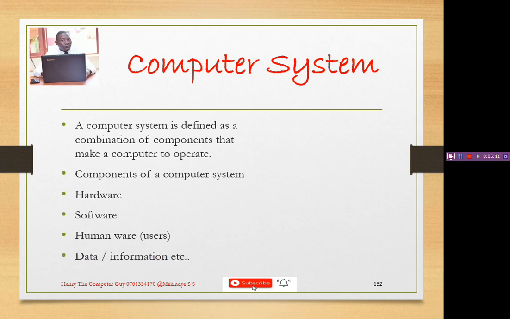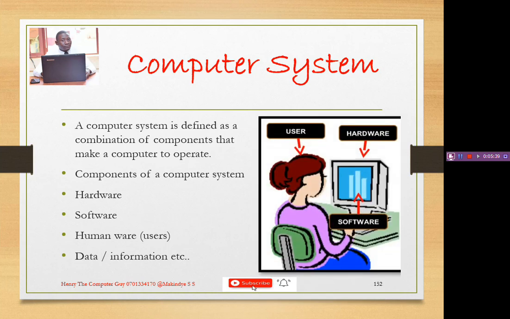Then we have what we call the data. Actually, we have the unprocessed data and the processed data, the one we always call the information. Other components are the procedures, the guidelines that we follow as we are using our system. They have not included it here. That makes up our computer system. Specifically, the major ones are the users, the hardware, and the software.